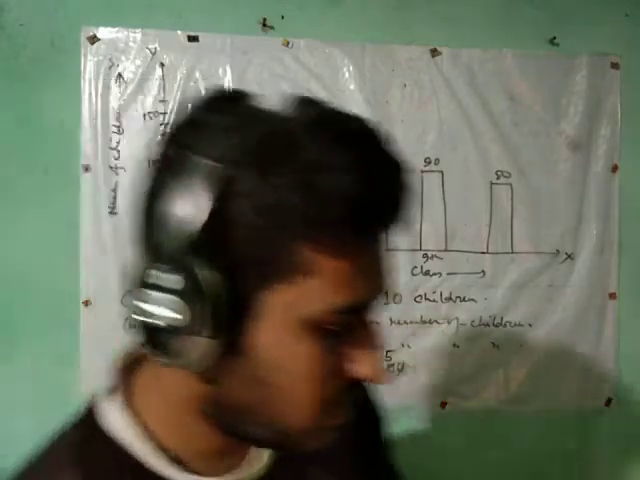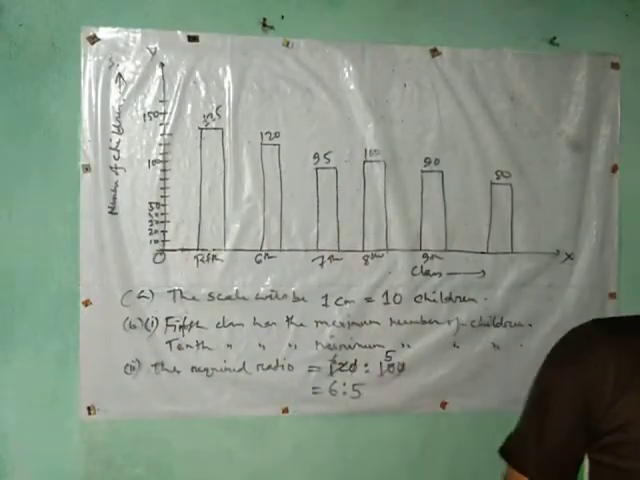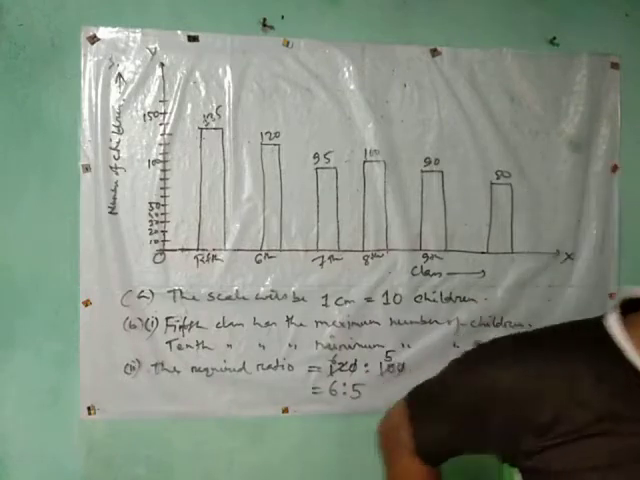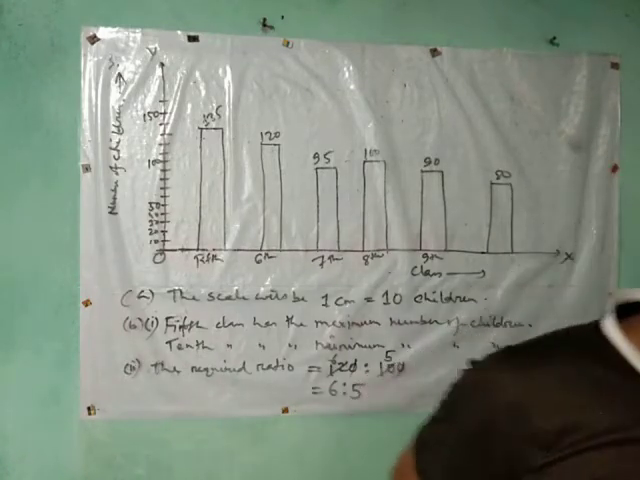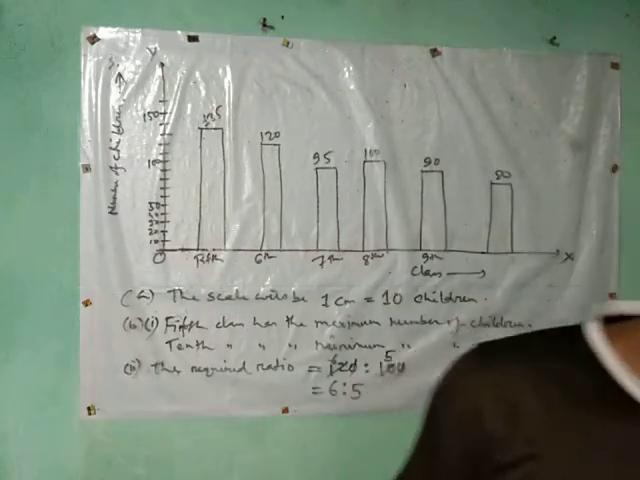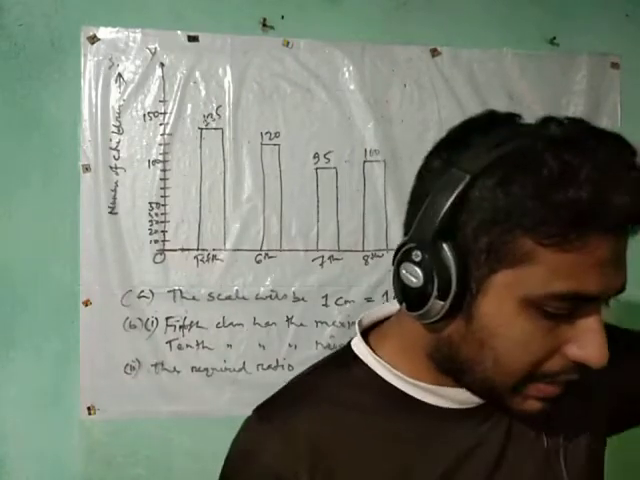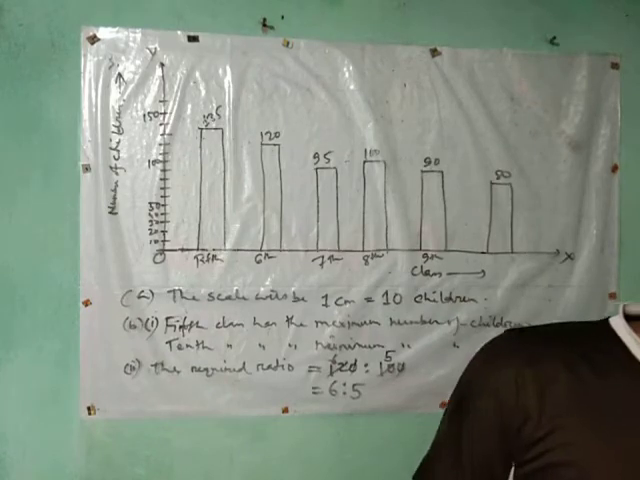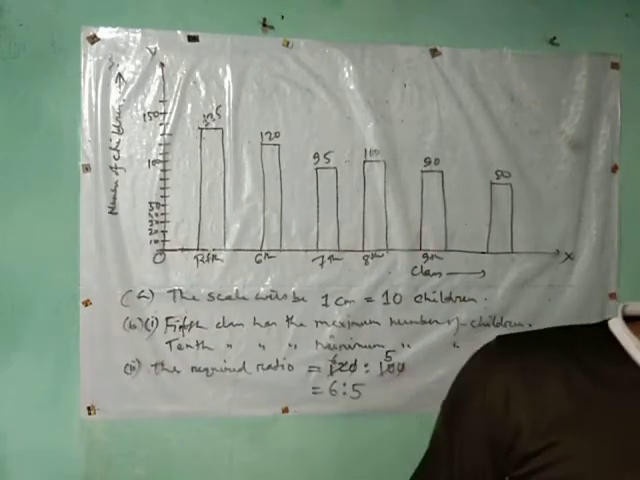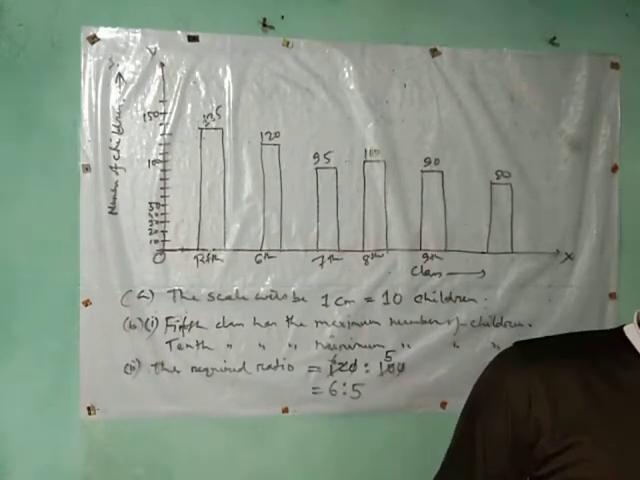I hope you understood. Now move to question number 4. What is given? The performance of a student in first term and second term is given. Draw a double bar graph choosing an appropriate scale and answer the following. Okay.